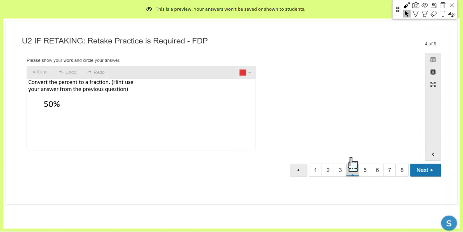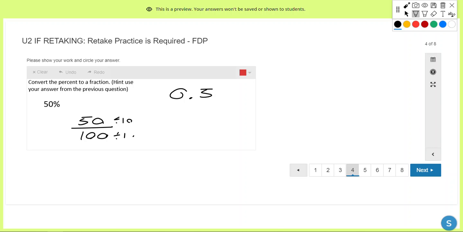For number 4, it wanted you to take that same percentage and turn it into a fraction. And it said, hint, use your answer from the previous question. Now, our answer from the previous question was 0.50 or 0.5. But we also know that any percent is out of 100. So I know this is going to be 50 out of 100 because it is a percentage. And I can divide this one by 10. And I land at 5 over 10, which is the same thing as what you would have gotten for this one. This would have been 5/10 also.